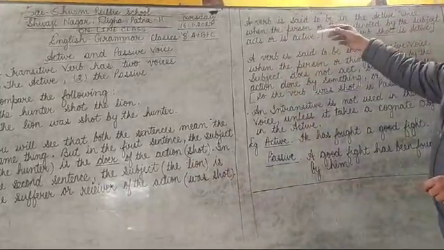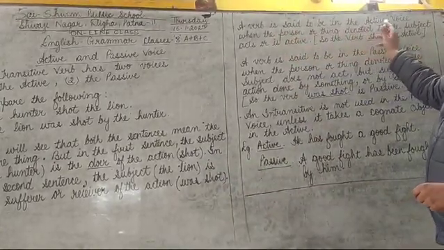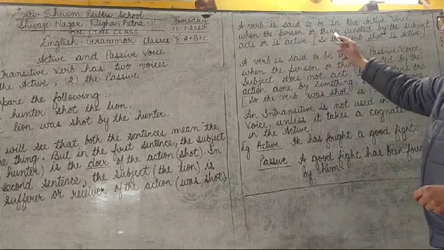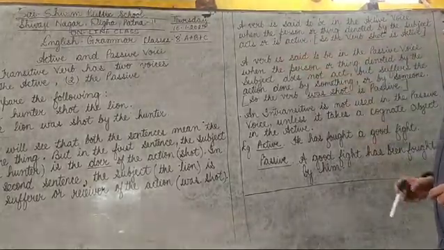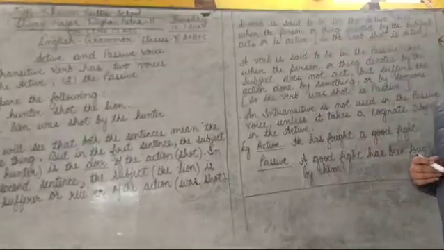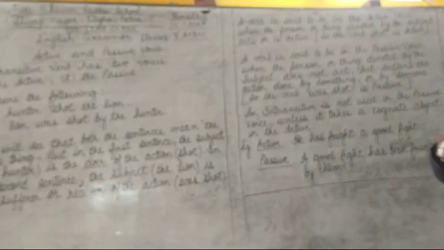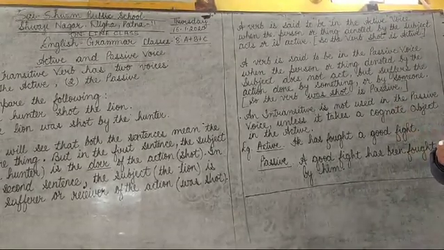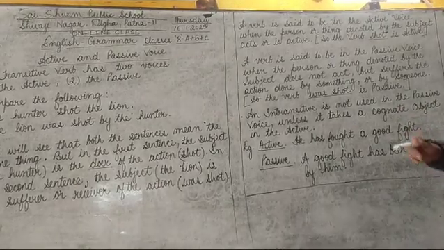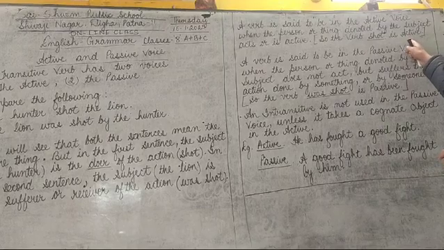So as we can see the definition, a verb is said to be in the active voice when the person or thing denoted by the subject acts or is active. So we can say that when a person or thing acts, or the subject which is the doer of the action, in that case the verb shot will be in the active voice.